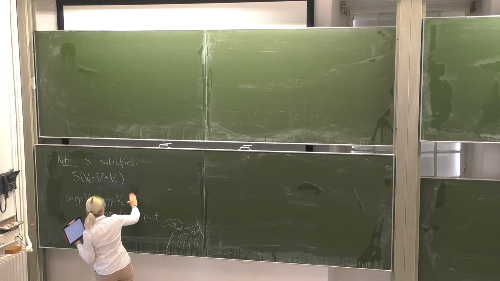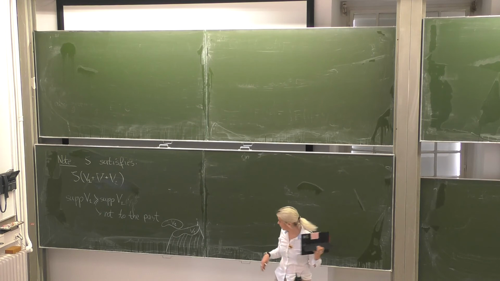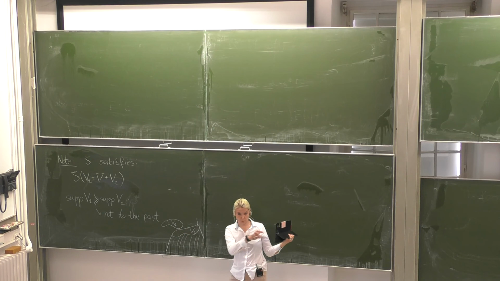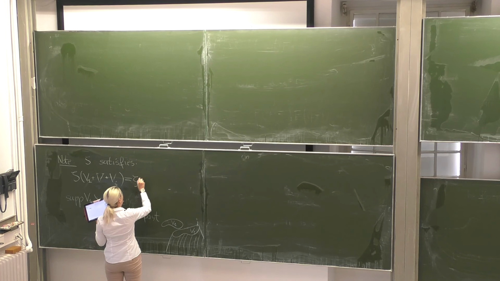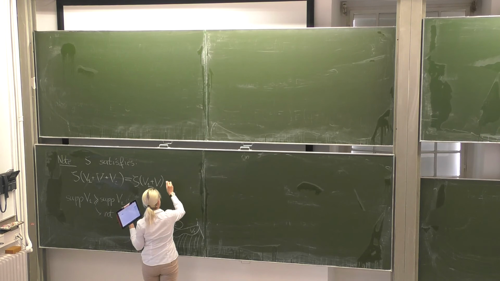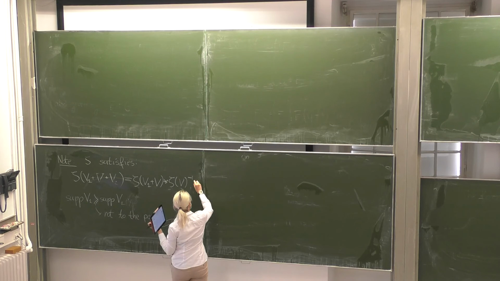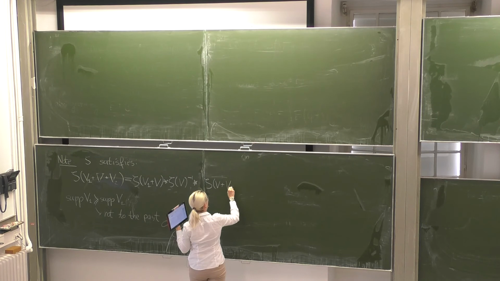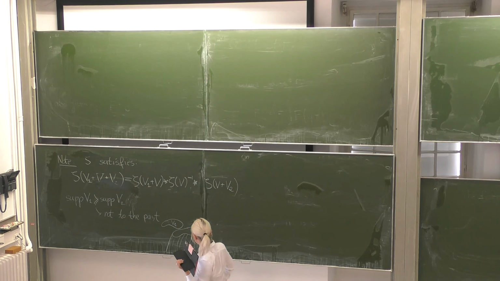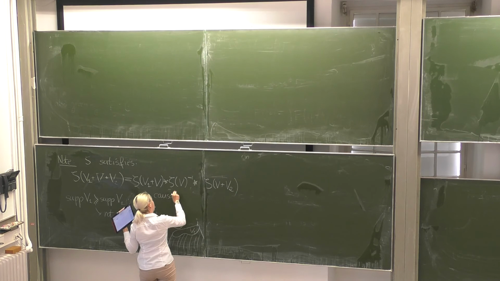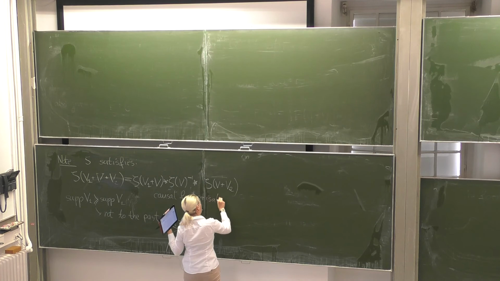So the support of V1 is not to the past of the support of V2. So they could be in the future, but they could also be space-like. And then I have the following. I have S of V1 plus V2 equals S of V1 star S of V minus V1 star S of V plus V2. And this is called the causal factorization property.